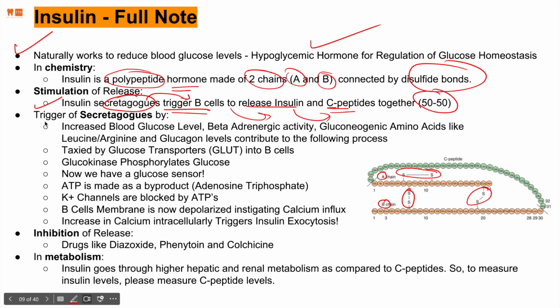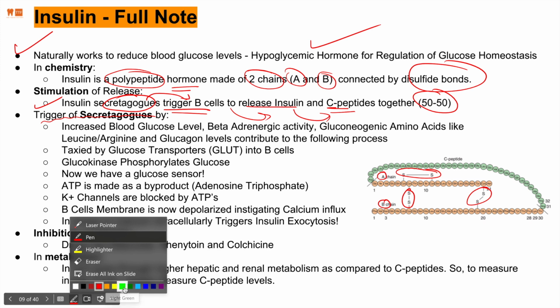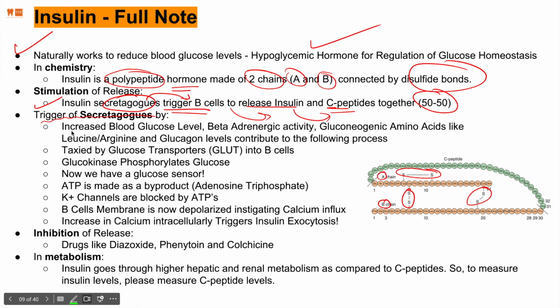So, trigger of secretagogues. Here is the mechanism through which secretagogues get stimulated. First of all, increase in blood glucose levels, beta adrenergic activity, gluconeogenic amino acids like leucine and arginine, and glucagon levels contribute to the following process. All of that is fancy for saying eating sugar. Fair enough? Awesome.